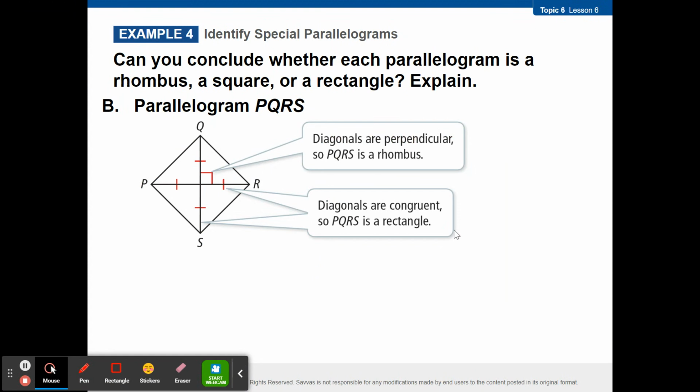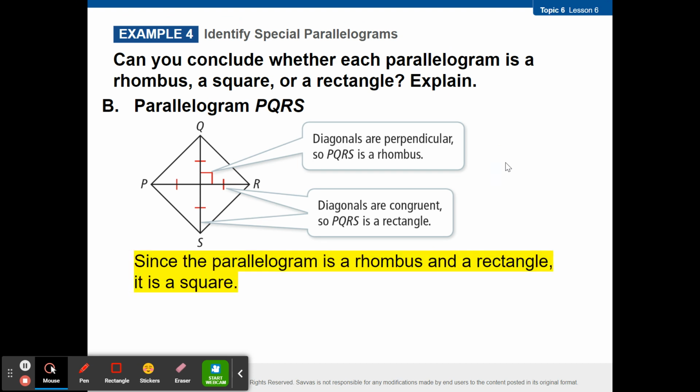All right, letter B. Parallelogram PQRS. Diagonals are perpendicular. All right. So you definitely have a rhombus here. Diagonals are congruent. So it's a rectangle. So what do we have here? Rhombus, square, or rectangle? Square.